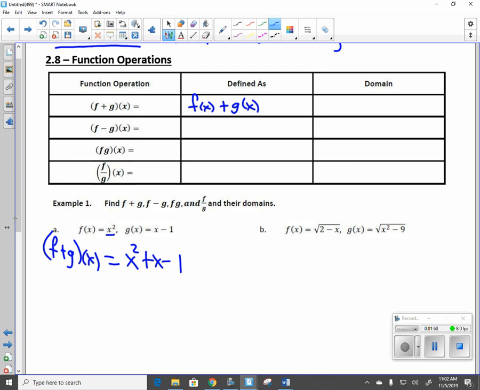Okay, so f of x is x squared. G of x is x minus 1. So I'm going to add them together. You simply just take x squared plus x minus 1. Subtraction, f of x minus g of x. F minus g of x. Take x squared and I subtract g of x. What do you think you have to do with the subtraction? Distribute all the way through. So it's a minus x and it's a plus 1.